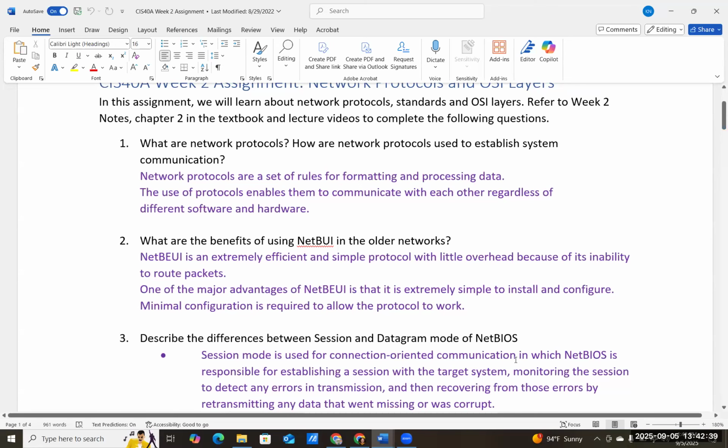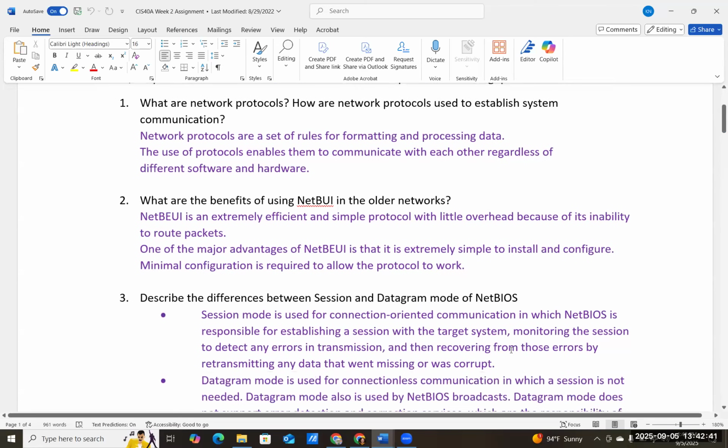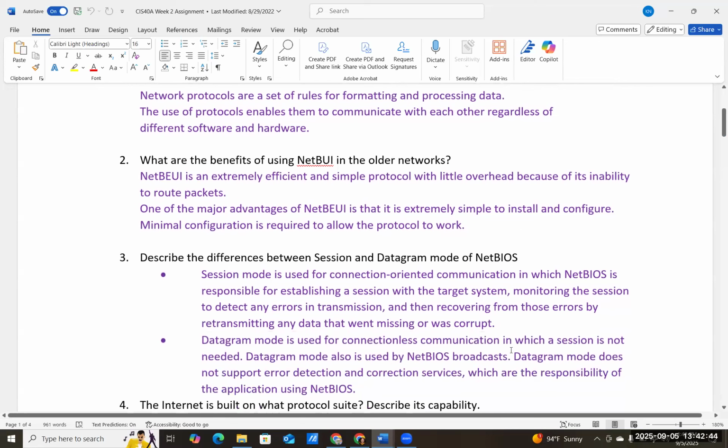Okay, so I'm going to talk a little bit more about number 3, as we talked about NetBIOS and NetBEUI. So there are 2 modes for this particular protocol. One is what's called a session mode, and 2 is a datagram mode. Now, session is used when it is connection oriented. That means that it needs to be able to send signal from that system to another system, right? A physical connection is established along with a logical connection through the protocol.